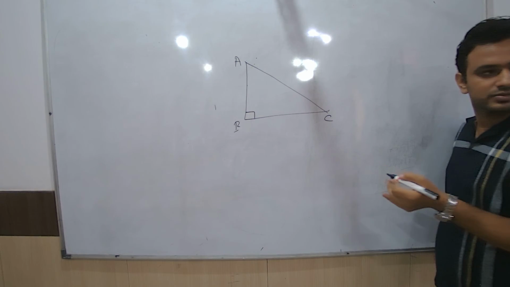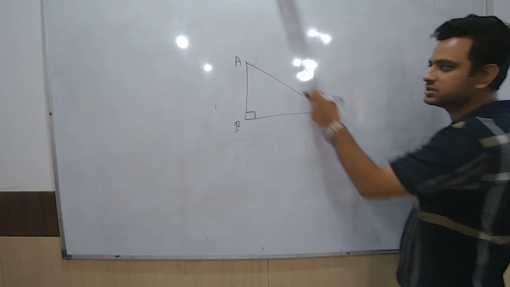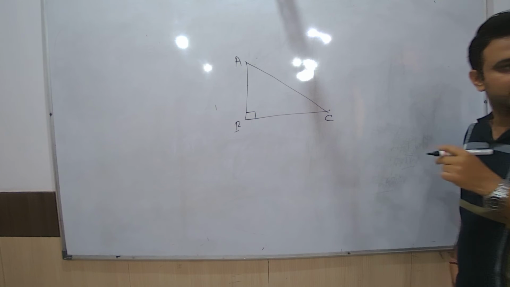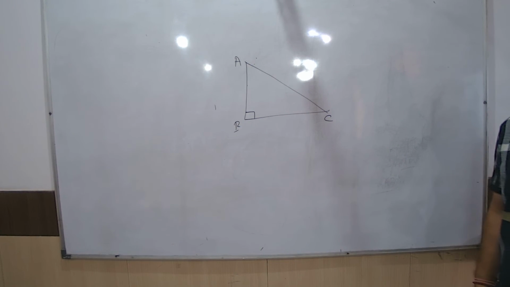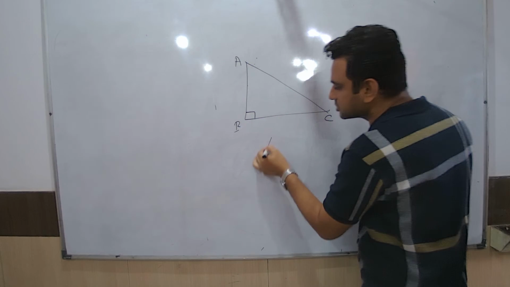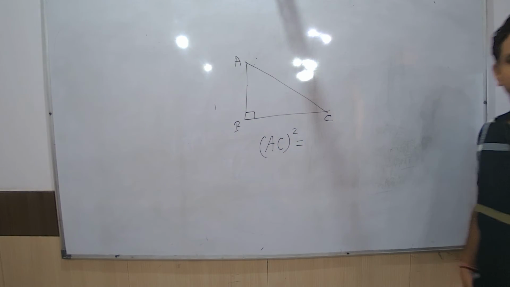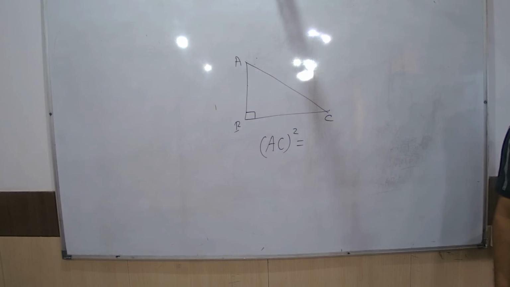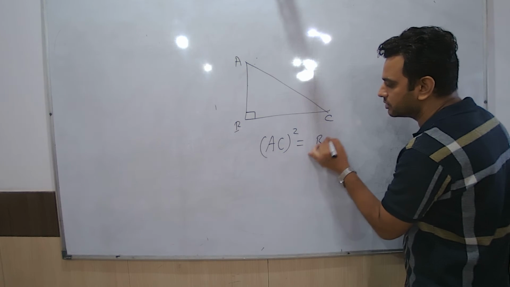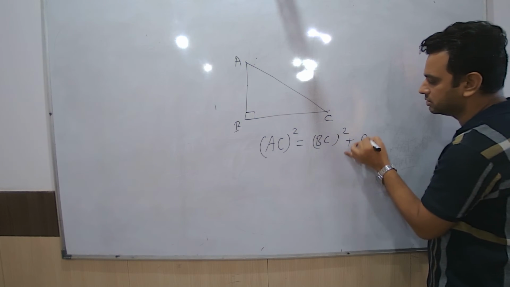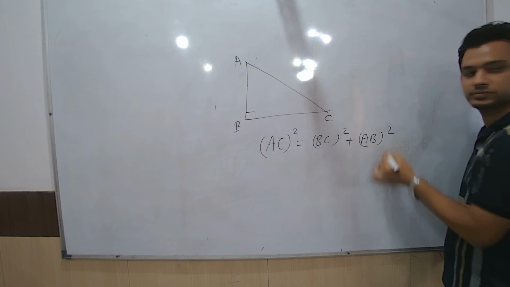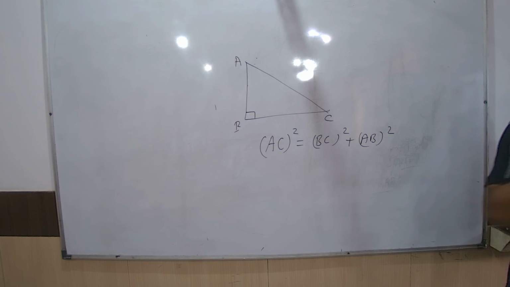So Pythagoras theorem says that the hypotenuse is the largest side of the triangle. So hypotenuse square, that means AC square, will be equal to the sum of the squares of the other sides. That means BC square plus AB square. Got it? Okay. So this is Pythagoras theorem.